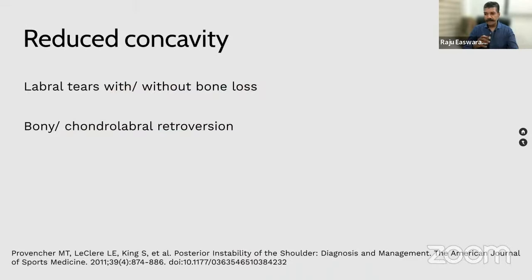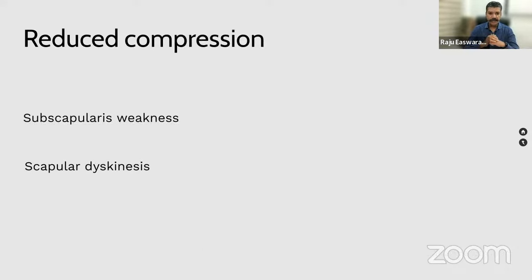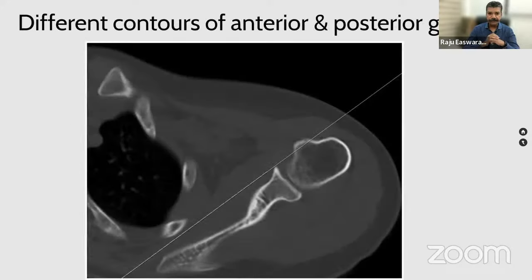Now, reduced concavity, as I mentioned, could be due to labral tears with or without bone loss. Bone loss, thankfully, is very less common in posterior shoulder instability. But the commoner bony problem is a bony or a chondrolabral retroversion that can, of course, result in a reduced concavity and lead to vulnerability to dislocations. Scapular dyskinesis and subscapularis weakness are the common causes of reduced compression.